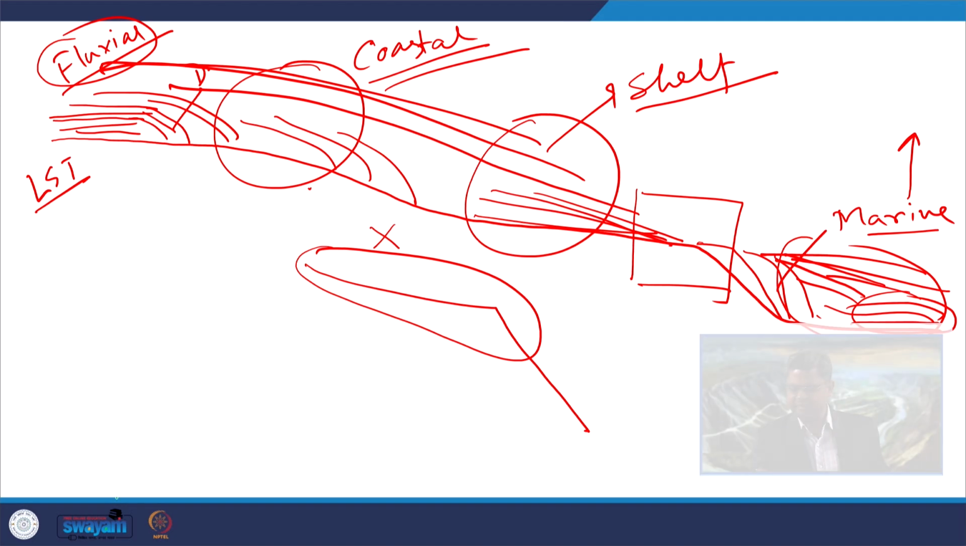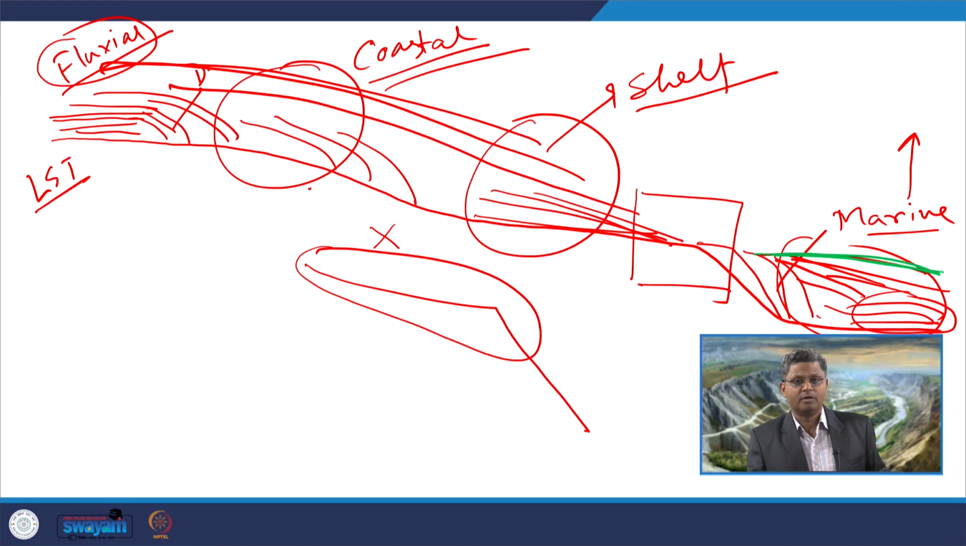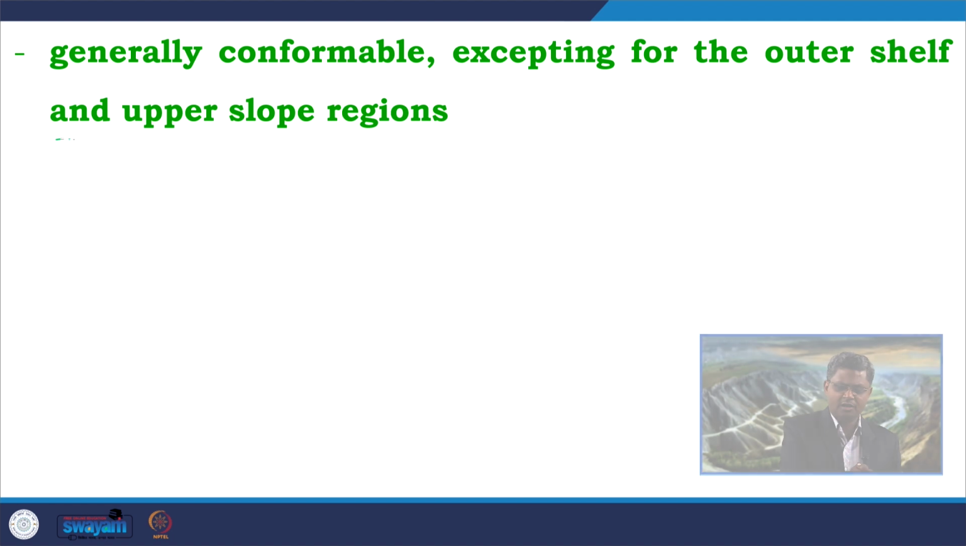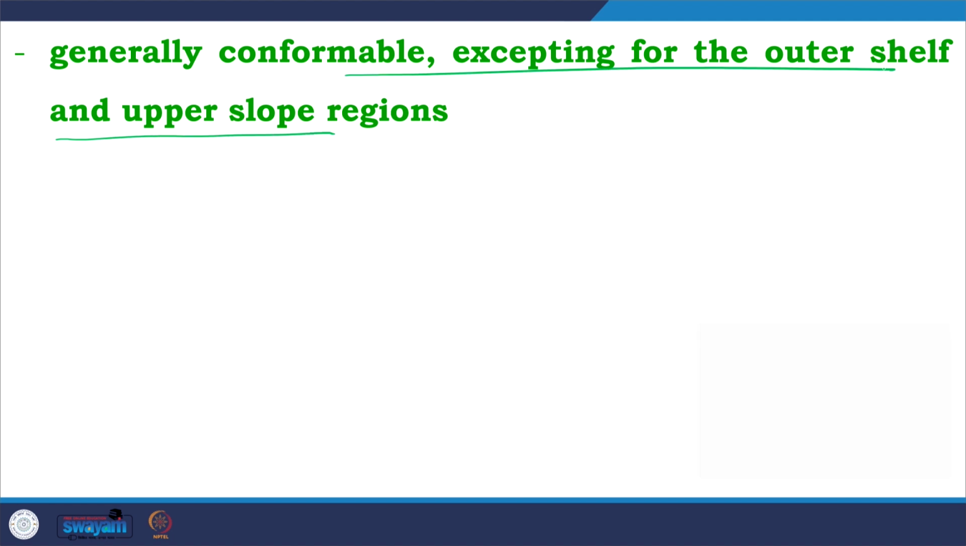We can get a maximum flooding surface over here, over here, and in these zones. So, for each phase of the onlap in different packages, we get separate maximum flooding surfaces, which may be contemporaneous in terms of their deposition, but they are not continuous in terms of their distribution pattern. The maximum flooding surfaces are generally conformable, excepting for the outer shelf and the upper slope region, where this particular surface does not form at all.